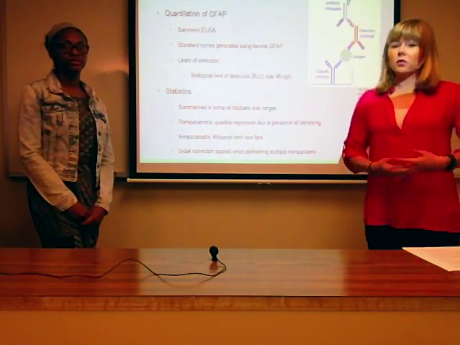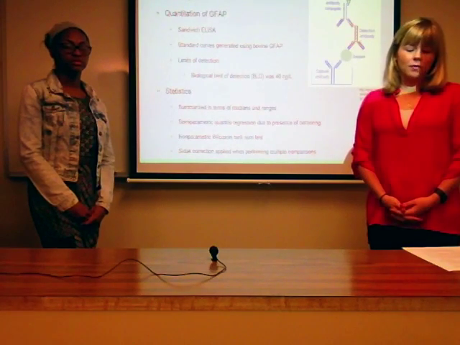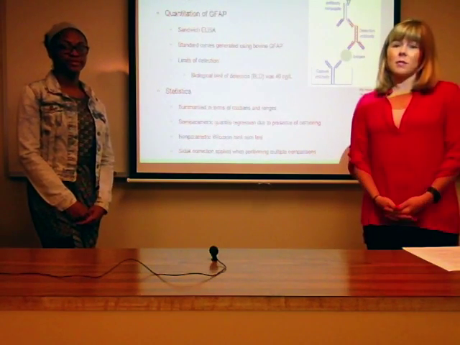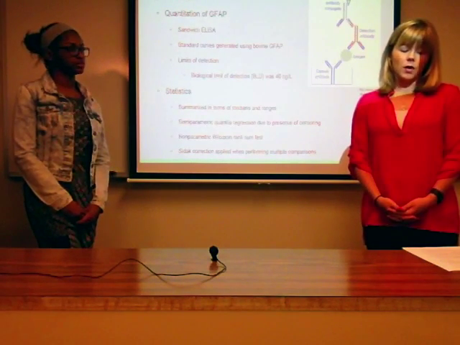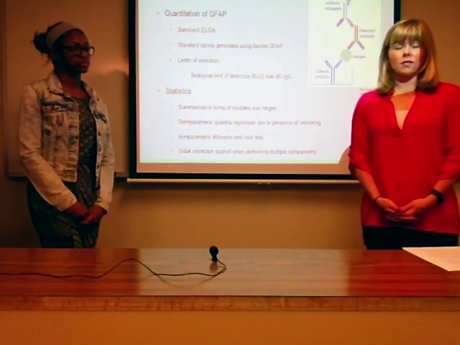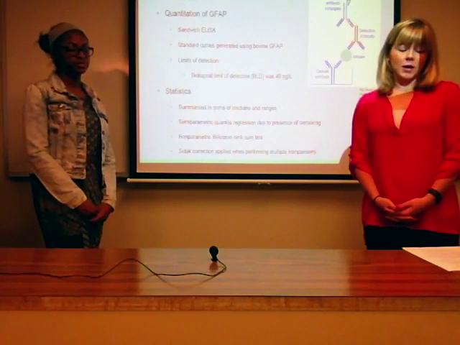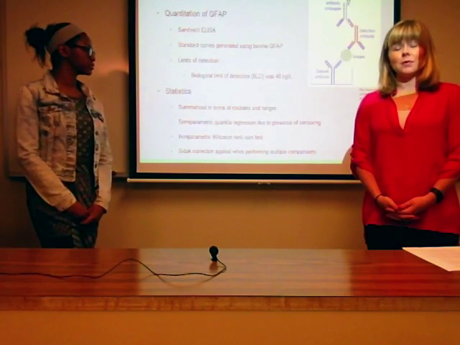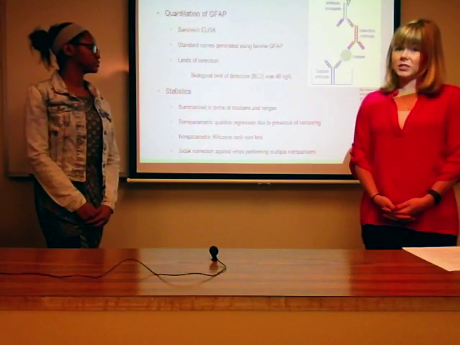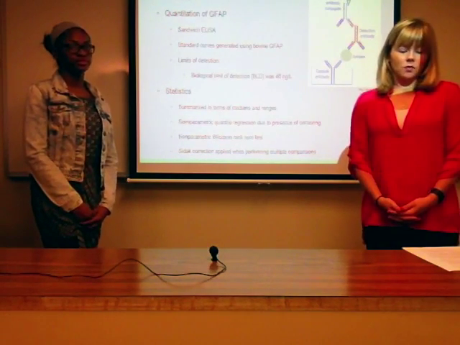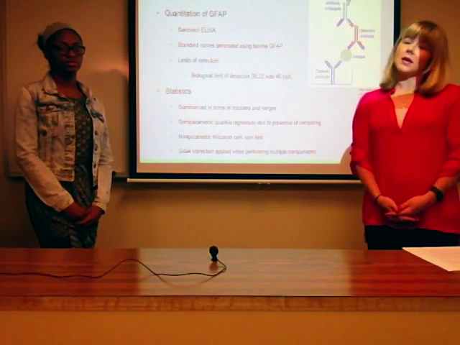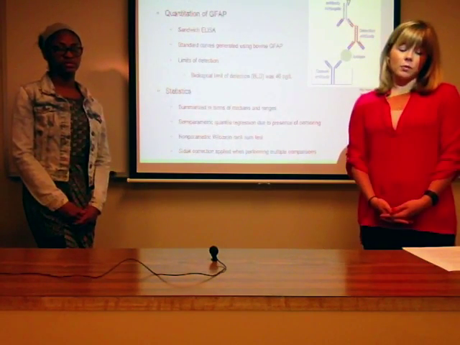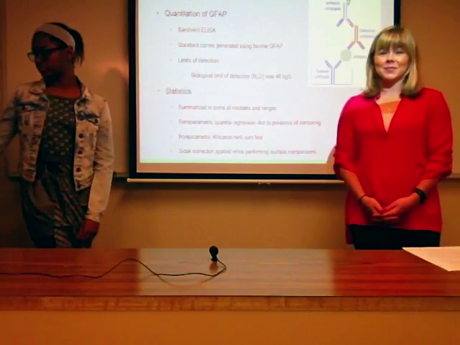And so due to the presence of censored values, they conducted a semi-parametric quantile regression. And then they also used a non-parametric Wilcoxon rank sum test to compare the GFAP levels between Alexander disease patients and control subjects, as well as to compare subgroups. And then finally, they applied a SIDAC correction when performing multiple comparisons.